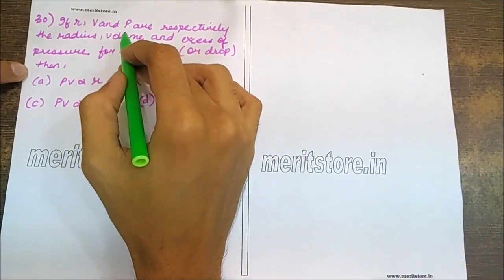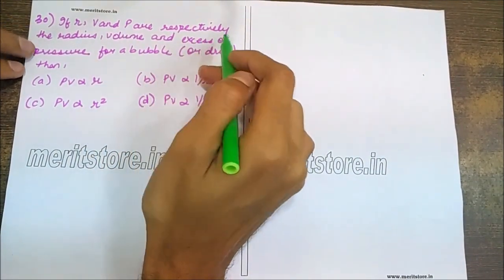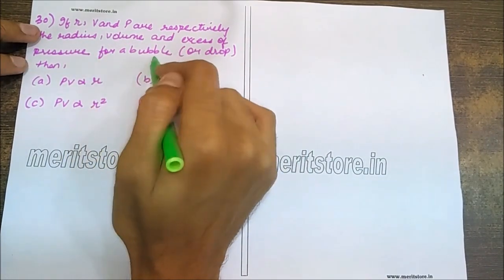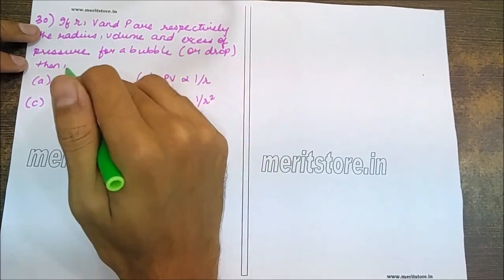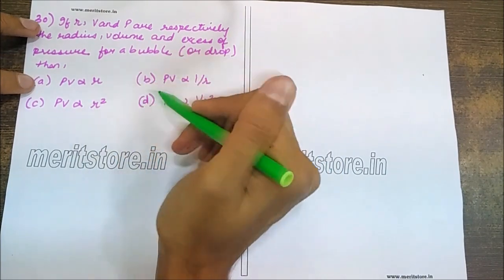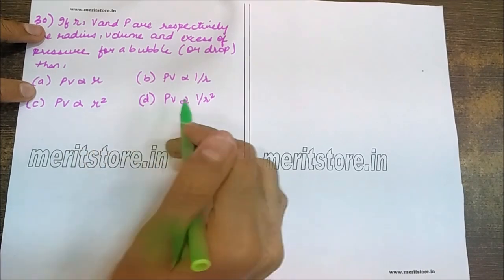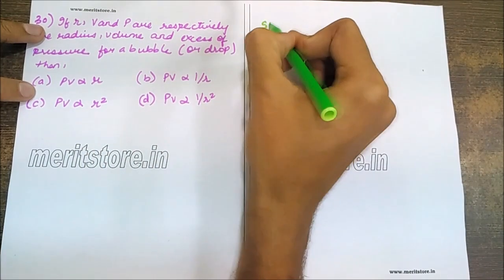R, V and P are respectively the radius, volume and the excess pressure for a bubble or a drop. Then PV is directly proportional to R, PV is directly proportional to 1 upon R, PV is directly proportional to R square, or PV is inversely proportional to R square.